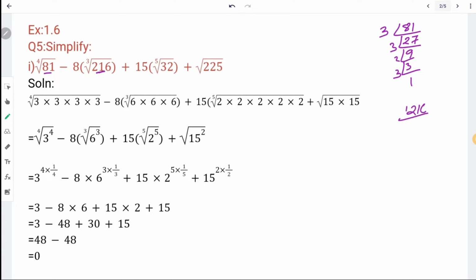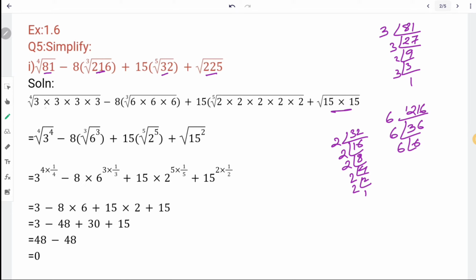216, right? So 216, 6 3s are 18, 6 6s are 36, then again 6 6s are 36, then 6 1s. So 216 can be written as 6 into 6 into 6. Same thing with this 32. So we have 32 here, then 2 16s, 2 8s, 2 4s, 2 2s, and then 2 1s. So you can see here 2 five times: 1, 2, 3, 4 and 5. And of course same thing with 225, which is 15 into 15.